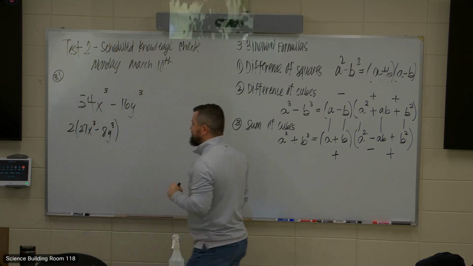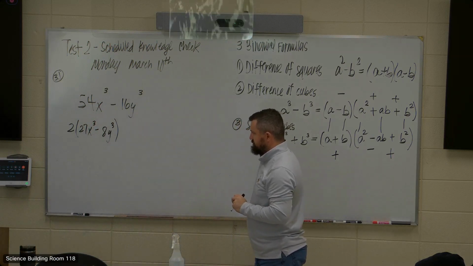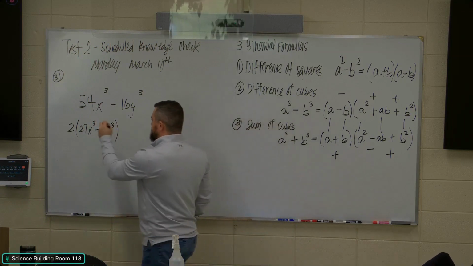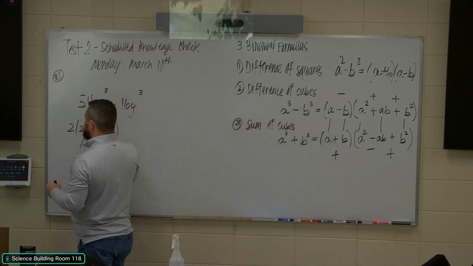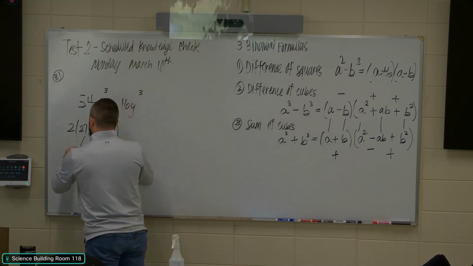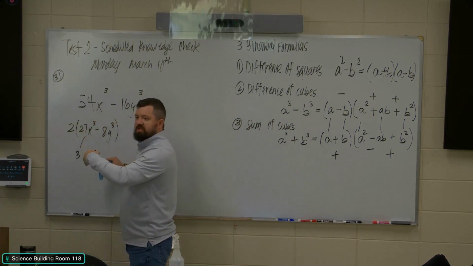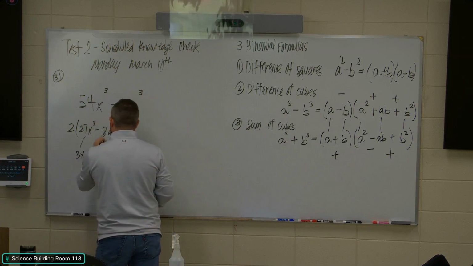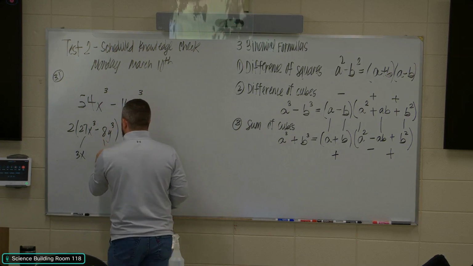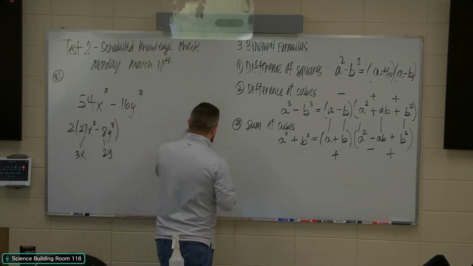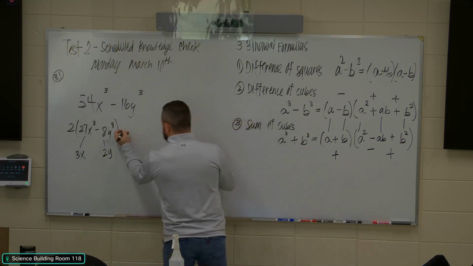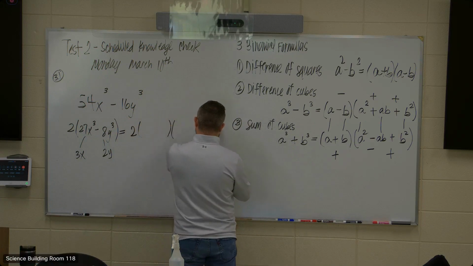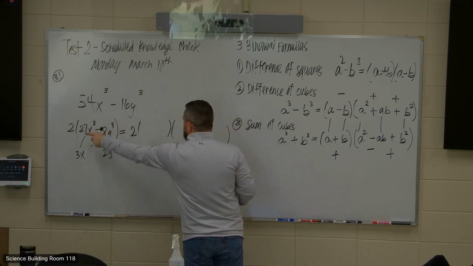So you can pull out a 2. So now let's see if we can take the cube roots. The cube root of 27 is 3. That means 3 times 3 times 3 is 27. The cube root of x cubed is x. The cube root of 8 is 2. The cube root of y cubed is y. So, the GCF is out front.